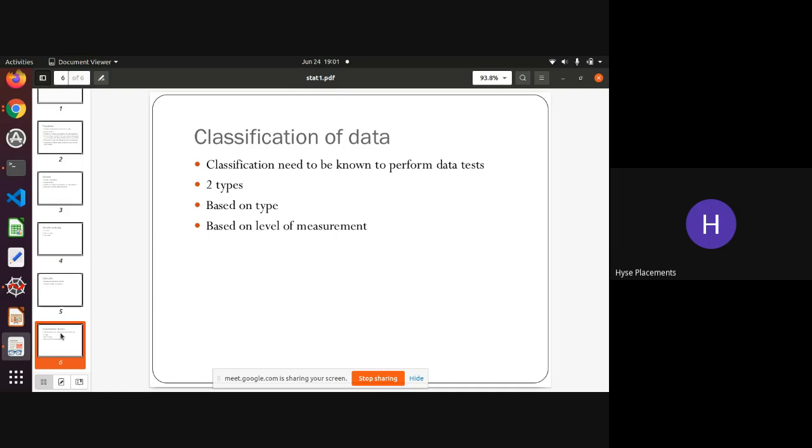So there are two types of data available. One is based on type. The other is based on level of measurement. So the entire data, again, I'm telling you, is divided into two types. One is based on type, the other one is based on level of measurement. So first we'll start with based on type.